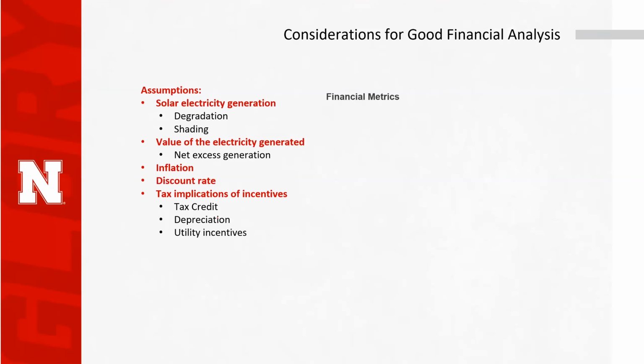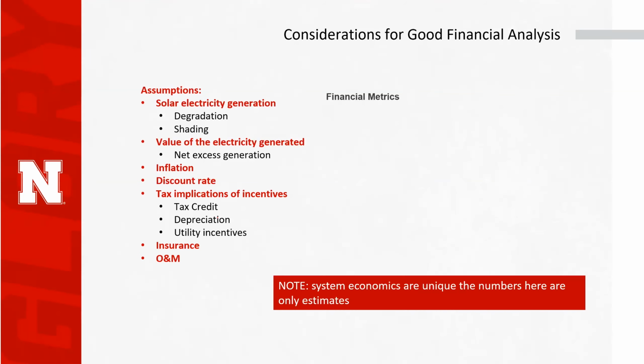Let's touch on some of trying to do a good financial analysis. We need to have a good estimate of the solar generation, and I'm going to touch on that in some slides here as we go forward. I'm just doing the economics first. We need a good estimation of the solar generation, including degradation of the solar panels and shading losses, if there is any.